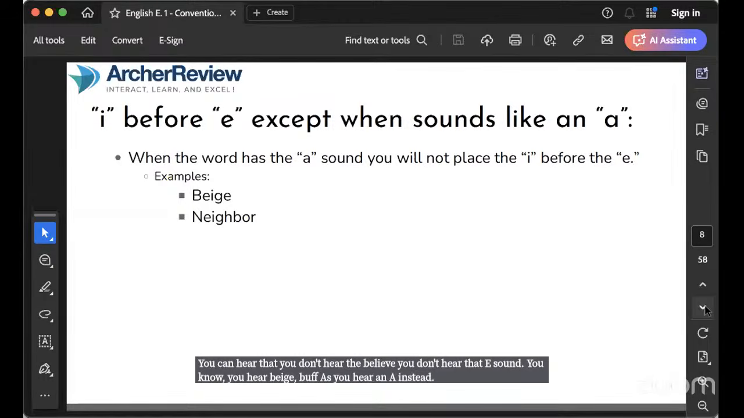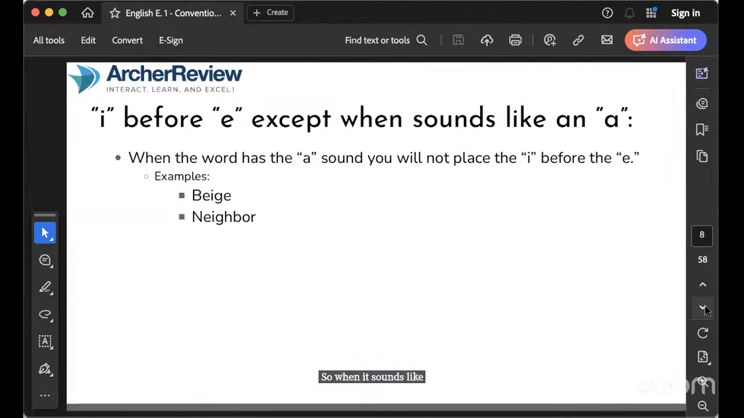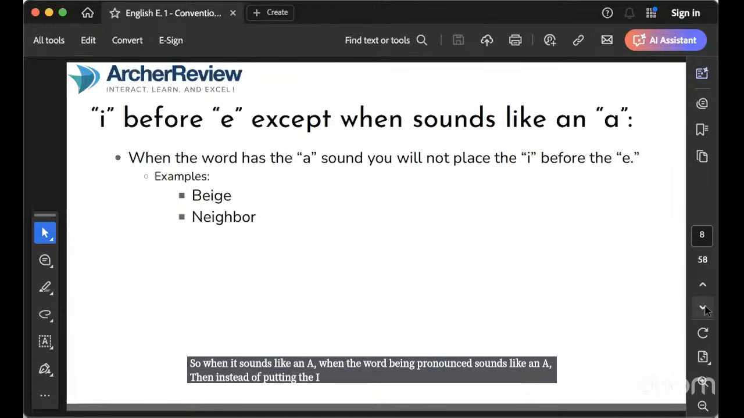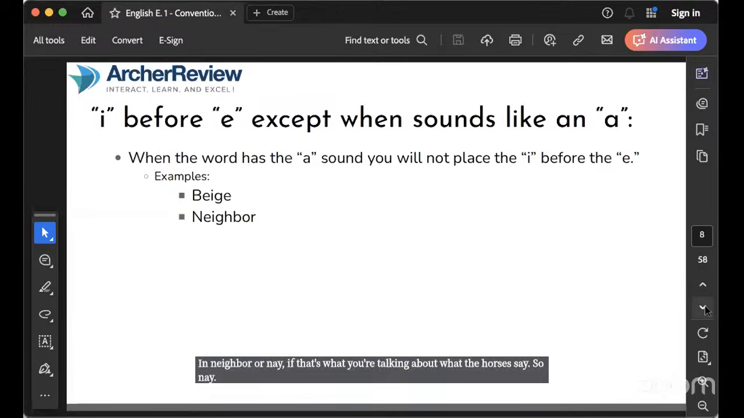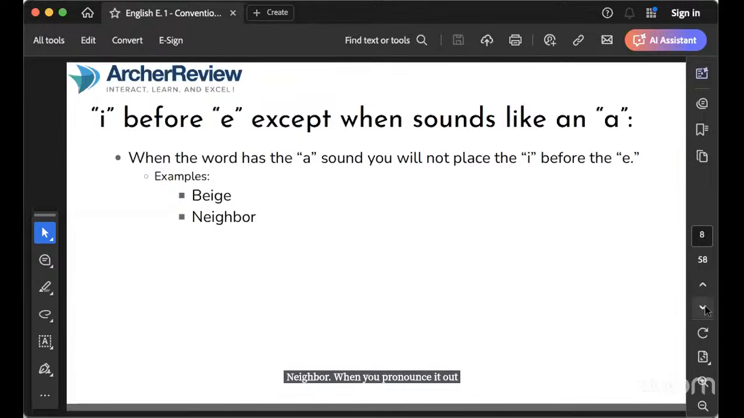So when the word being pronounced sounds like an A, then instead of putting the I first, even if the C's not there, you've got to put the E first. So that's why beige is spelled B-E-I-G-E. Same thing with neigh in neighbor, or neigh, what the horses say. Neigh, neighbor, when you pronounce it out loud, it makes that A sound.